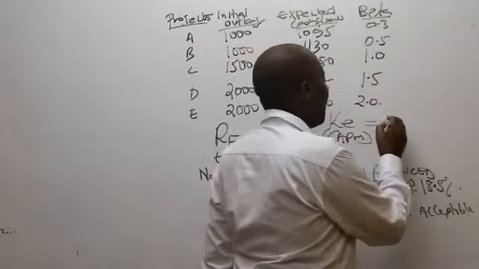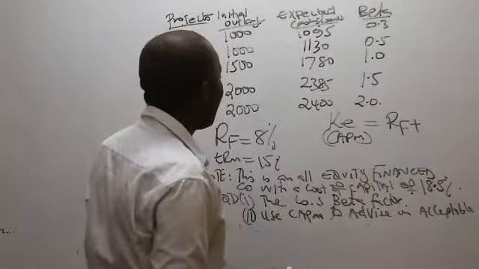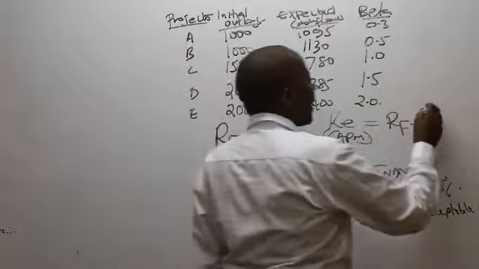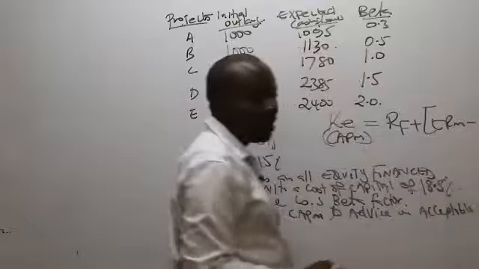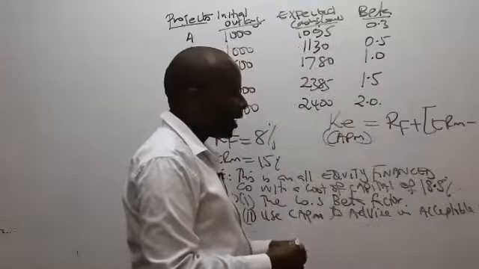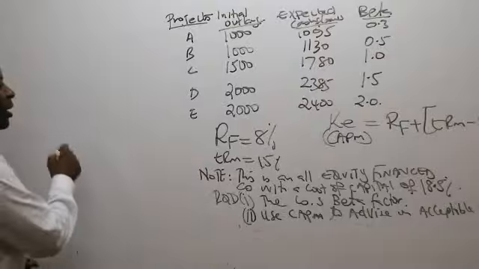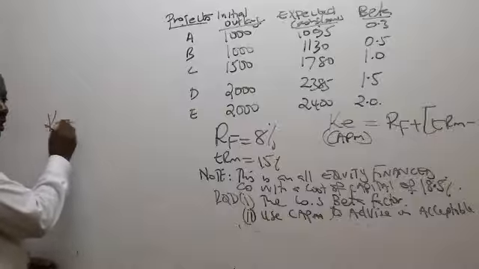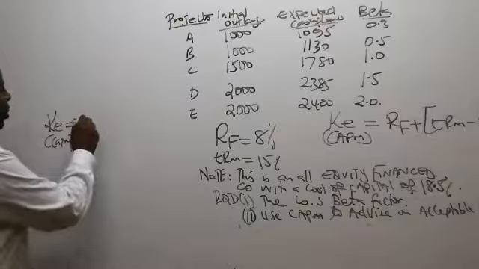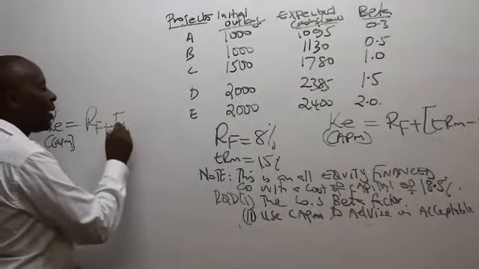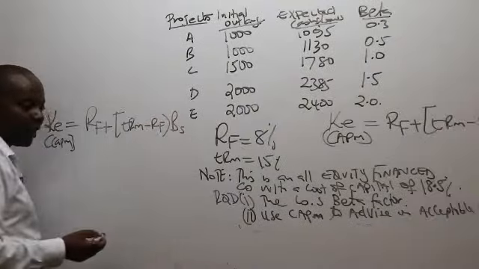Remember, it is very easy. It is risk-free, plus, into brackets, ERM minus risk-free, multiplied by beta. Let me write this formula where you can see. So our cost of equity using CAPM will be equal to risk-free plus ERM minus risk-free multiplied by beta of any security.